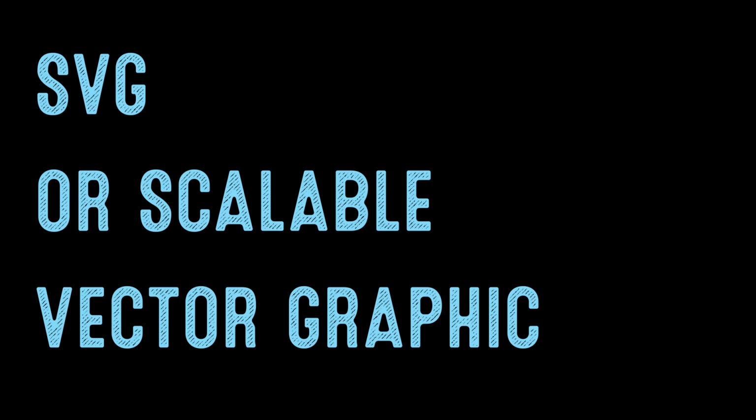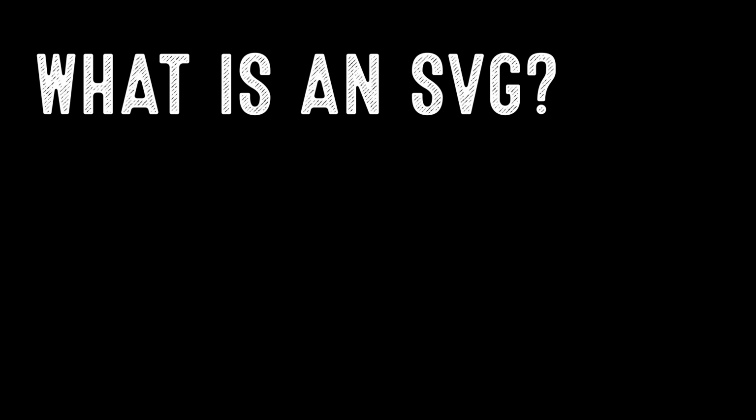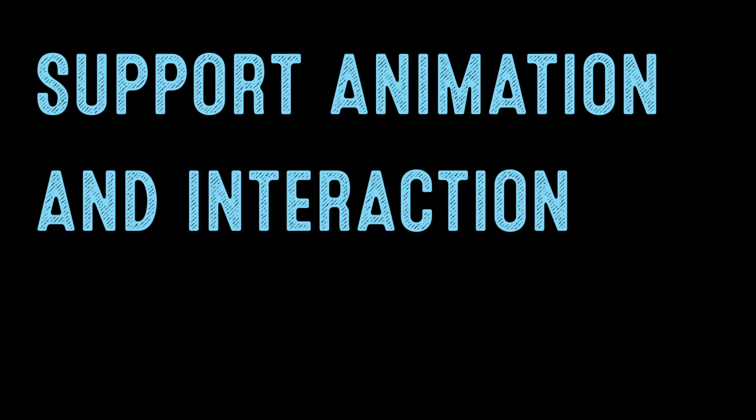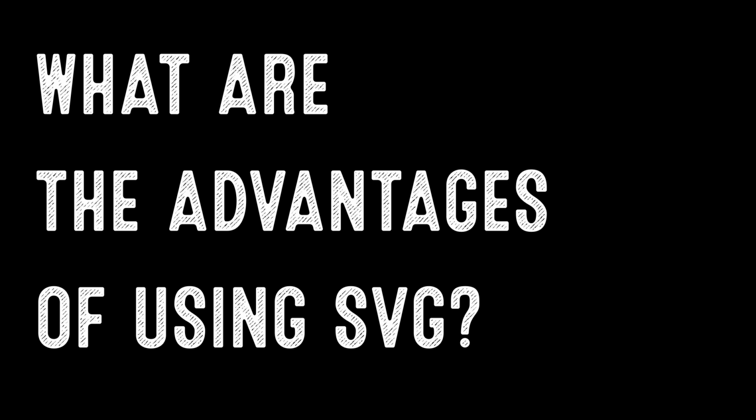Name a file type that is an example of a vector image. SVG, or Scalable Vector Graphic. What is an SVG? SVGs are vector files compatible with the web that support animation and interaction. What are the advantages of using SVG?